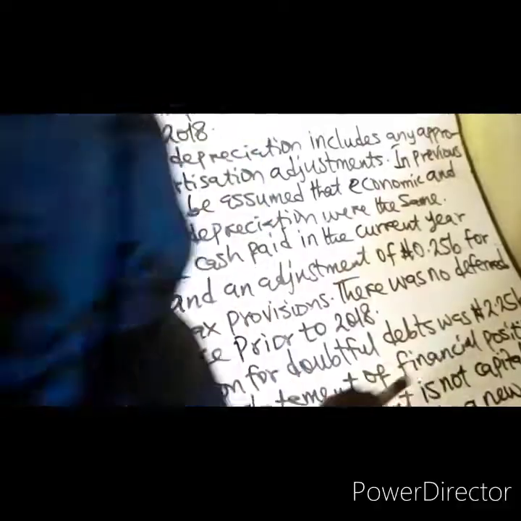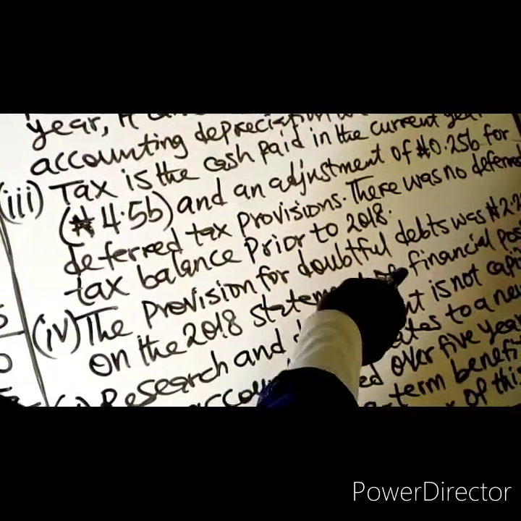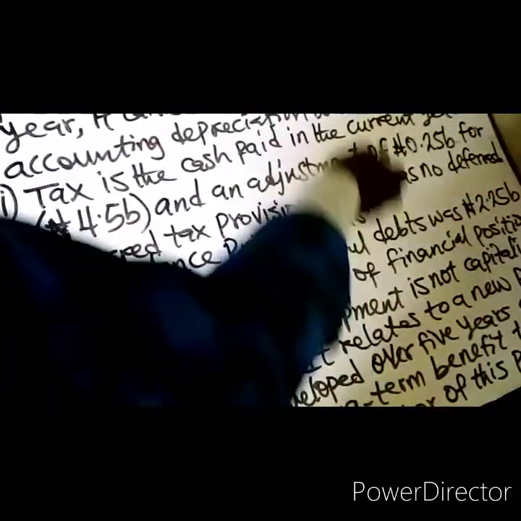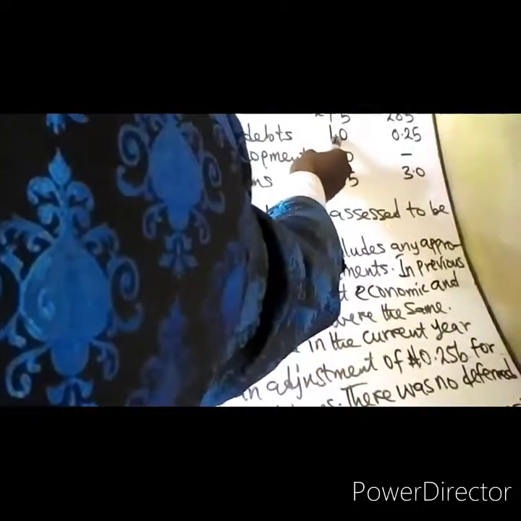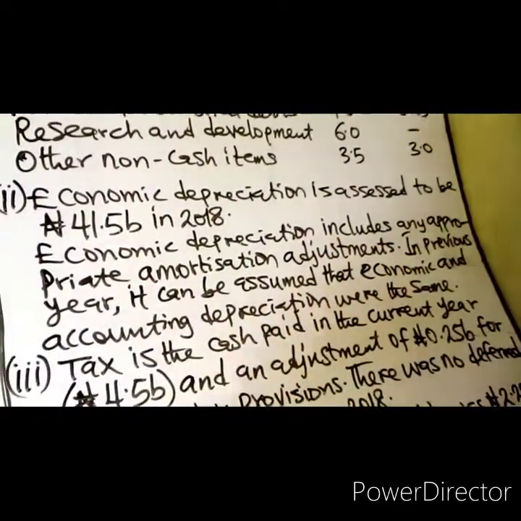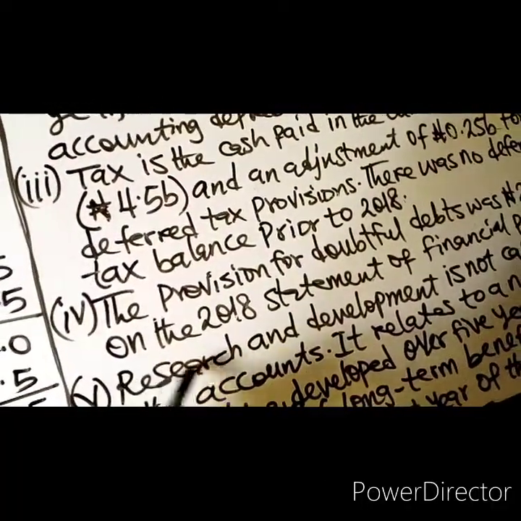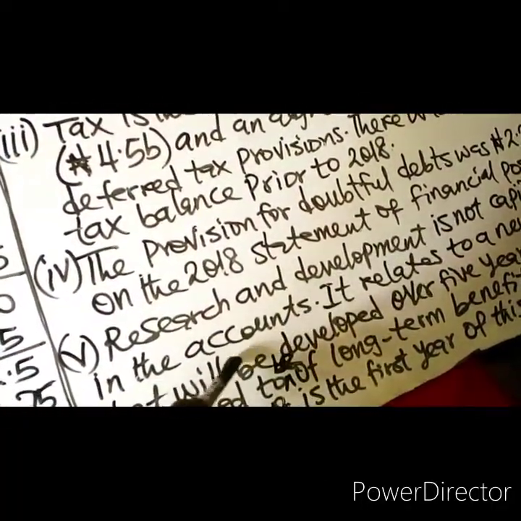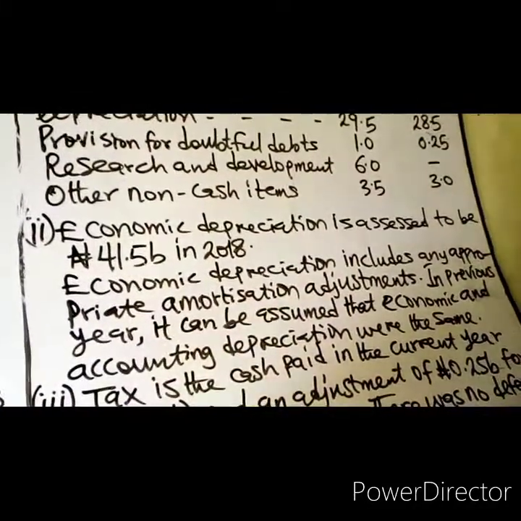The provision for doubtful debts was 2.25 billion on the 2018 statement of financial position. So this is the one you have in the statement of financial position, and this is the amount you charge in the statement of profit or loss. I've told you that it is the amount of increase that should be expensed in the statement of profit or loss. Research and development is not capitalized. So it was not capitalized, it was written off in accordance with IAS 38.